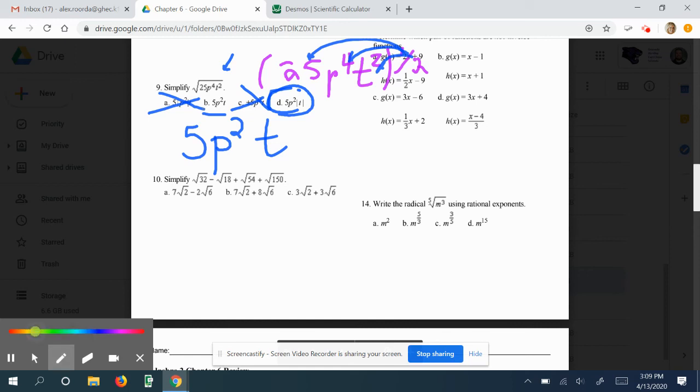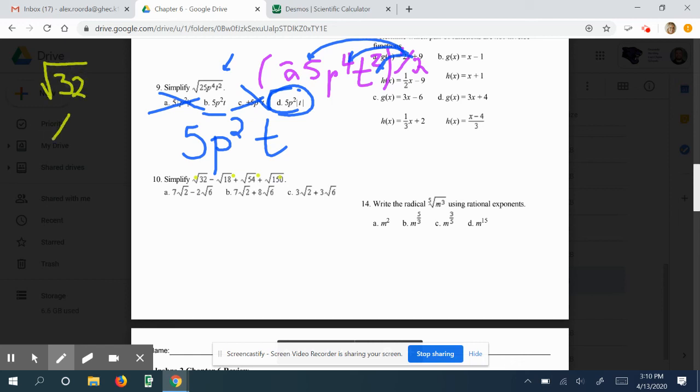All right, last question we're going to look at. Okay, we're asked to simplify the square root of 32 minus the square root of 18 plus the square root of 54 plus the square root of 150. Okay, so first thing I have to do is break each one of these down into something that I can actually add or subtract together because they're all different numbers under the radicals. Now, first, let's look at the square root of 32.